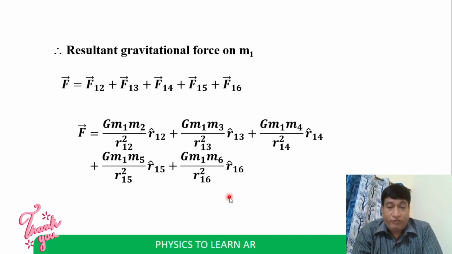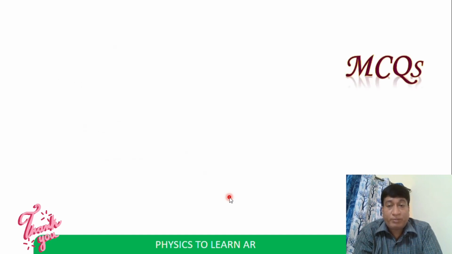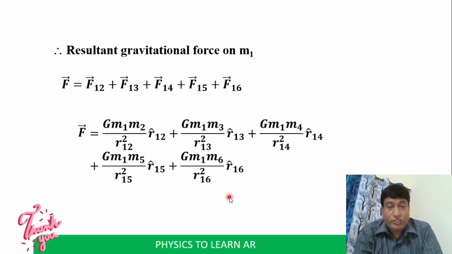So this much of an equation we may not be able to remember. The equation can also be written in summation form. In summation form, we can write F is equal to the summation of capital G, which is a constant, into m1 m2 by r12 square into r12 cap. So we can write this in terms of summation form.